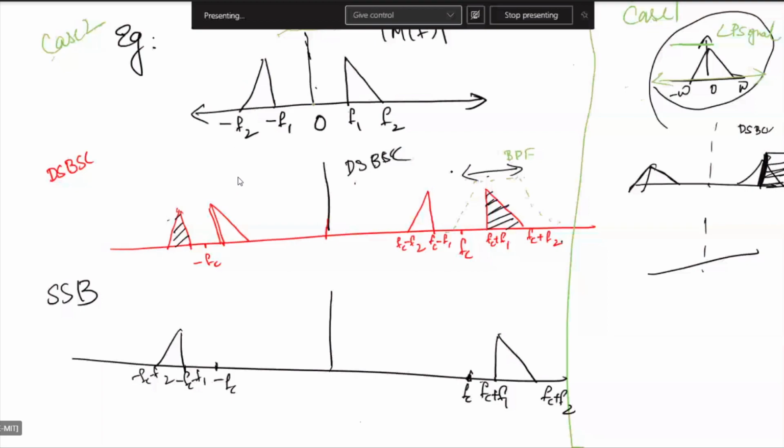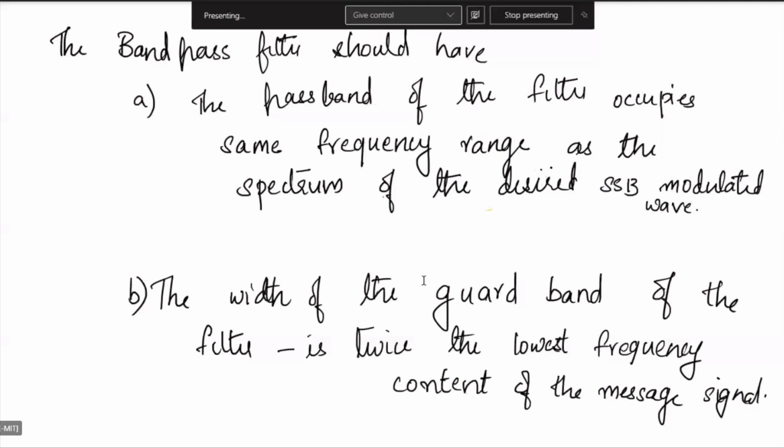What is the significance of the guard band? Here the minimum frequency of the signal is F1. The conditions on the band pass filter are, first, the pass band should lie in the spectrum of the required upper sideband or lower sideband. I think it is logical and hope you can understand it. Are you getting it? First point: the pass band of the band pass filter occupies the same frequency range as the spectrum of the desired SSB wave.